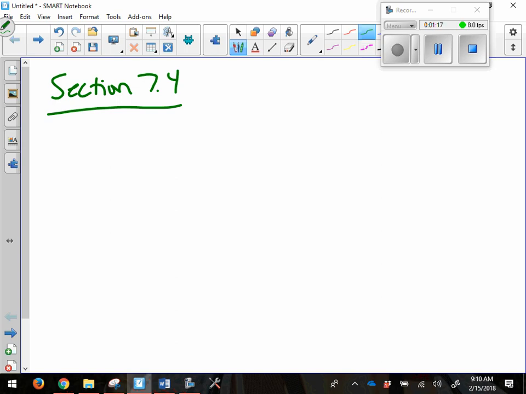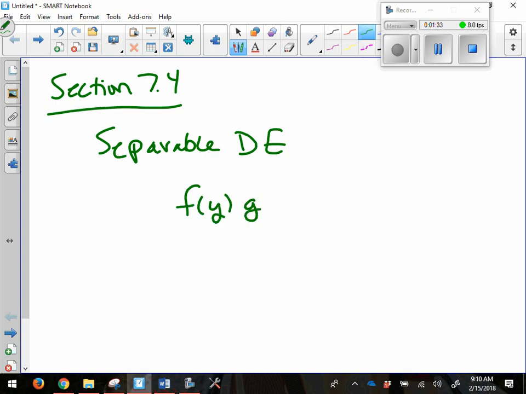All right. So section 7.4 starts with something that actually we talked about a little bit the other day, which are separable differential equations. And basically it means that if I can write the function as f of y times g of x, then it's separable.